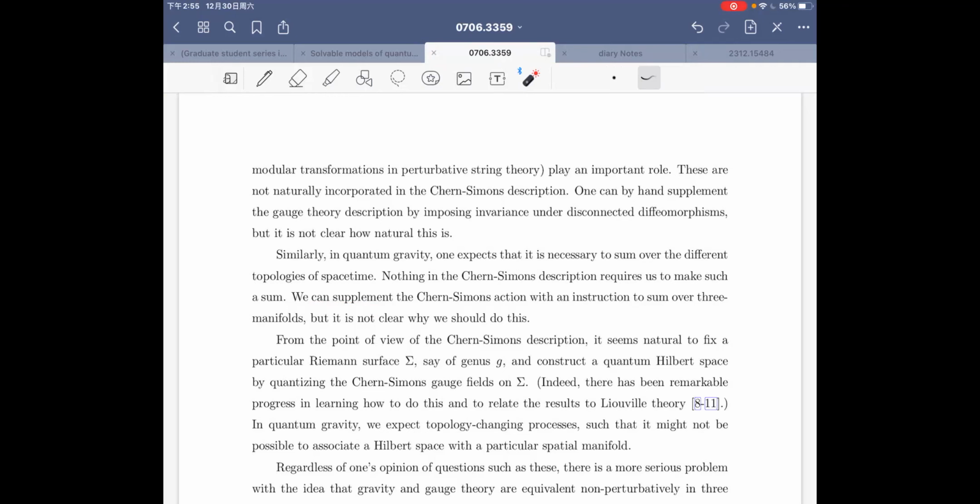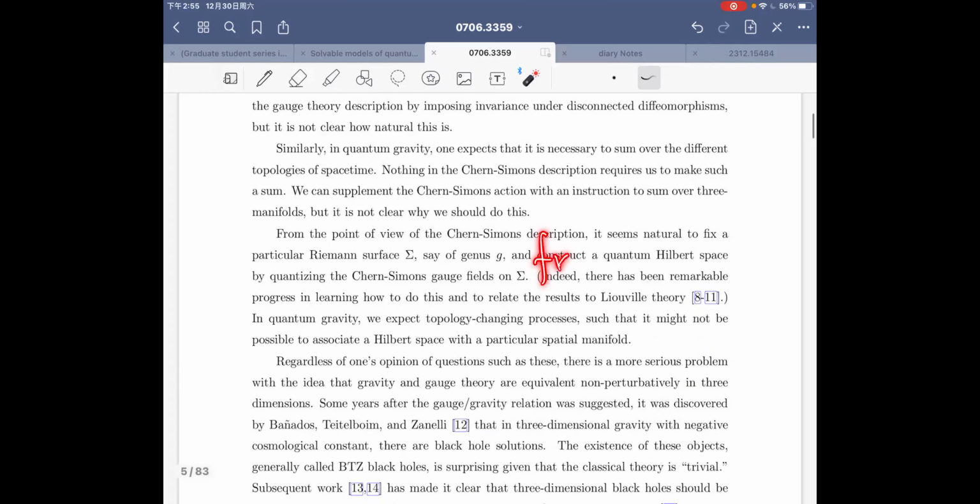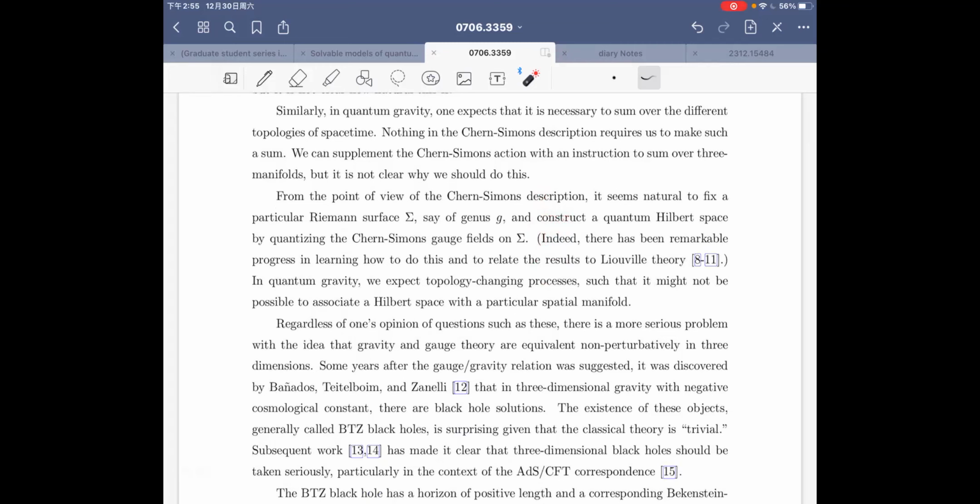Witten's discussion here is very insightful, but in any case, CS is not equivalent to the previous description of gravity. Okay. Then there is another aspect to consider. Gravity naturally requires us to sum over different geometries, but in CS theory, it seems there's no need to sum over all geometries. You can just fix the manifold for the CS theory.